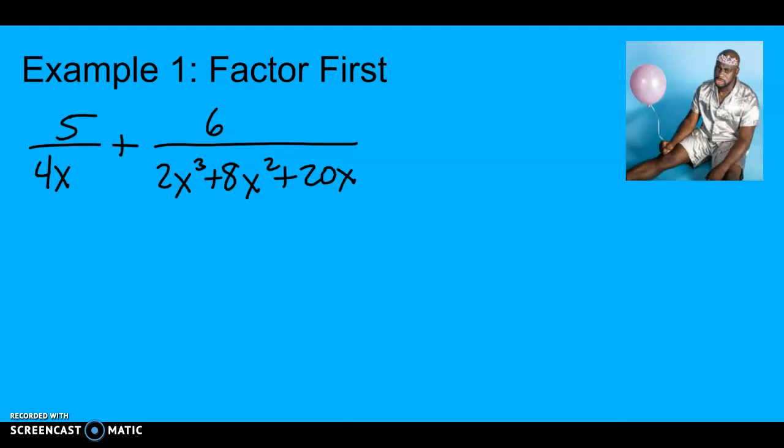All right, so example 1 here is a little more challenging than what you saw yesterday. And by the way, this is my favorite picture of a petulant child.